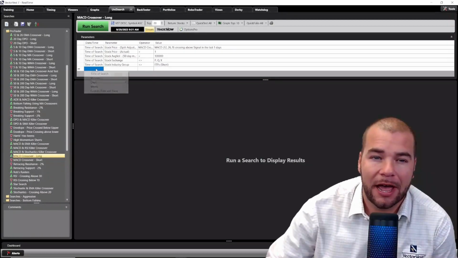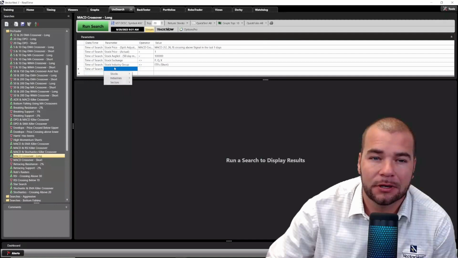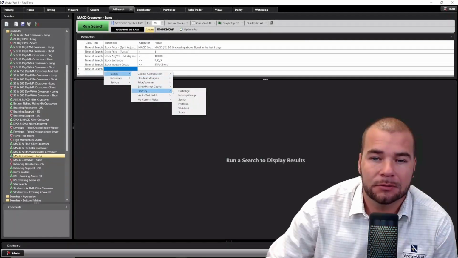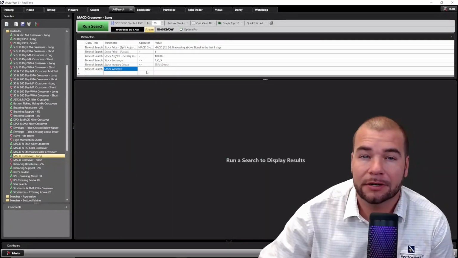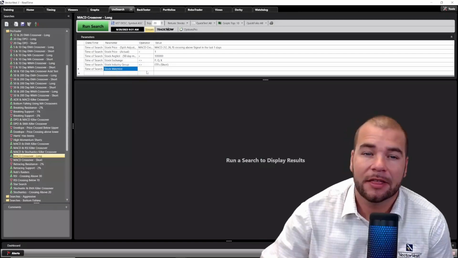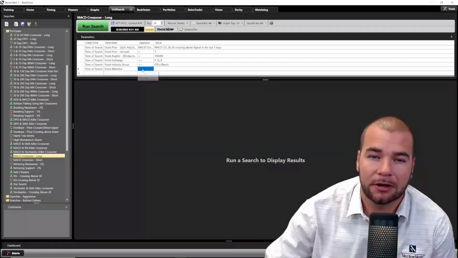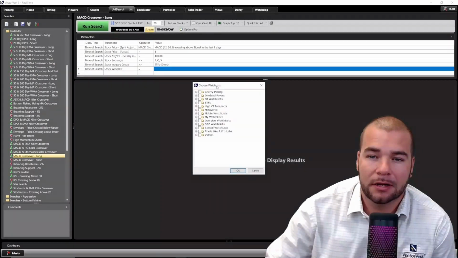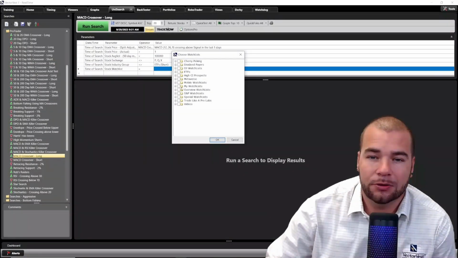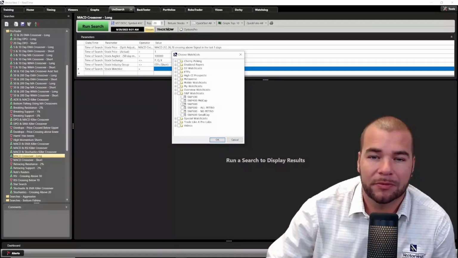Now, one thing I am going to add here is if we go to time of search, stocks, filter by watch list. So instead of random stocks coming into the list, this will only be a list of stocks that you might be interested in. Now, if I click on equal to and select the folder here, now you can select a custom watch list. However, for today's video, I'm just going to do the S&P 500. So open up that folder and select the S&P 500.